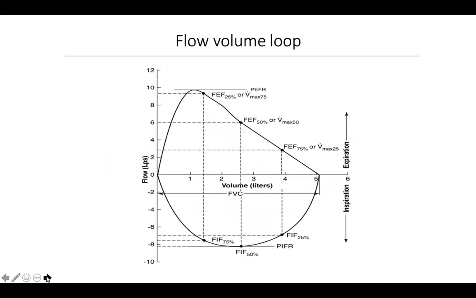Then coming to the flow volume loops. These are the modern spirometry curves. Here the expiratory flow rate is recorded against the expired volume, the total lung volume. The expired component is measured in the curve above the x-axis, and the inspired volume is measured in the curve below the x-axis.